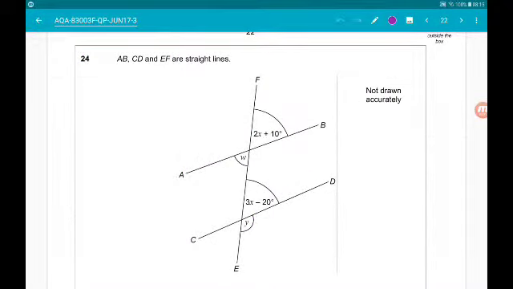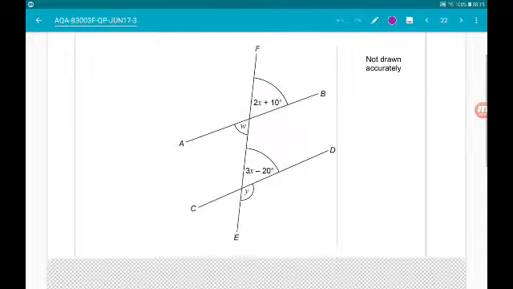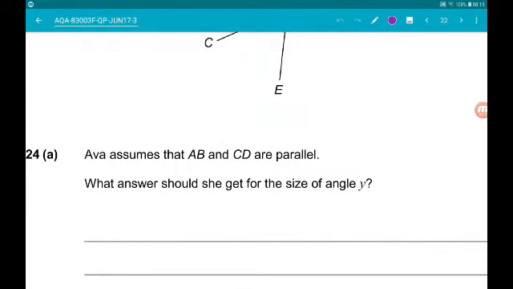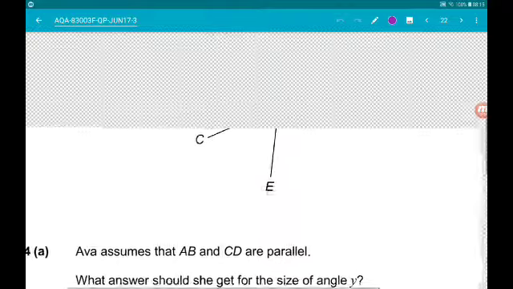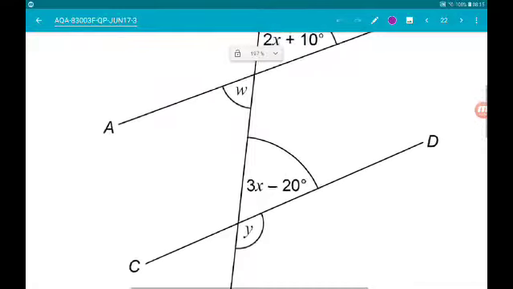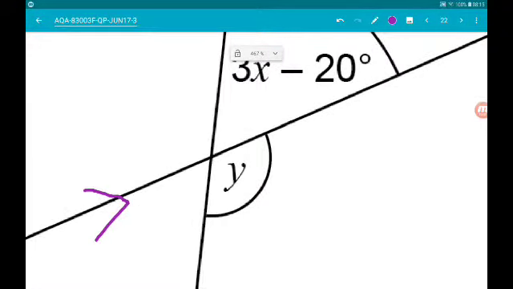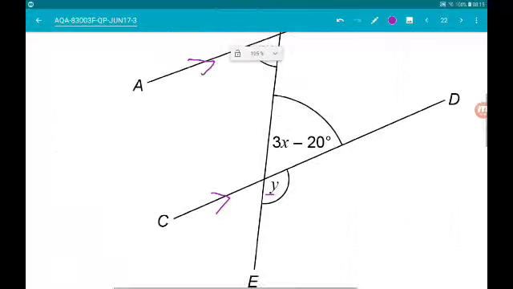Okay, 24. A, B, C, D and E, F are straight lines. So we've got some angles going on. Ava assumes that AB and CD are parallel. What value should she get for angle Y? Okay, so she's assuming that this line is parallel to this line, and we want to work out angle Y.